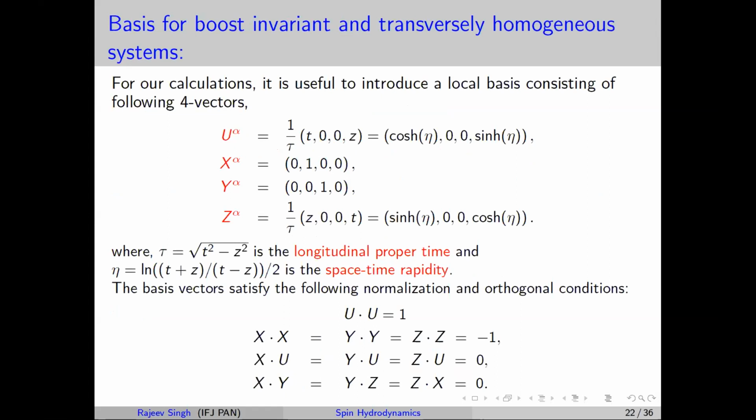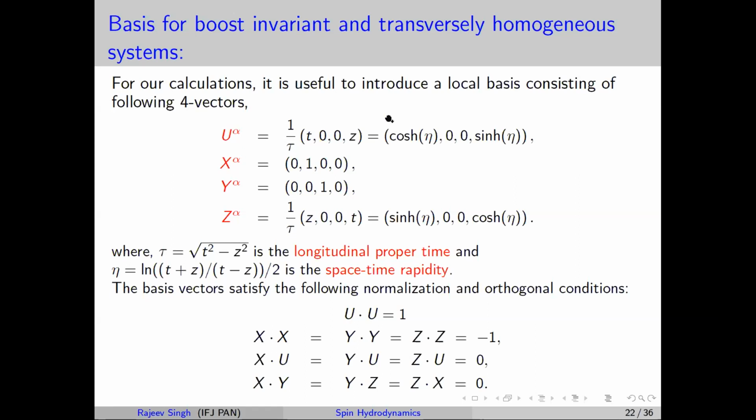Okay. Now to solve the spin equation, we need to have some basis vectors. For our case, as we are using boost invariance and a transversely homogeneous setup, we need to have this flow vector and other basis vectors, which are orthogonal to u and to each other. And these are the normalization conditions, where eta is the space-time rapidity and tau is the longitudinal proper time. Okay, this is the simplest model on which we can use our framework to see how this actually works. And this works quite fine, at least till now.